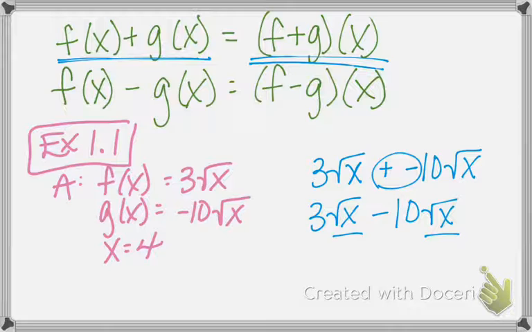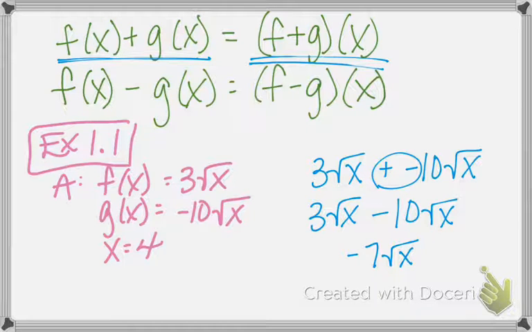Now, if one had been like the square root of x and the other one was the cube root of x, well, then no, they would not be the same, because you have to have the same variable, but you also have to have the same exponent. And technically, both of these have the exponent of 1/2. So that's what makes them like terms. So I can go ahead and combine this a little bit further. 3 minus 10 gives me negative 7 times the square root of x.